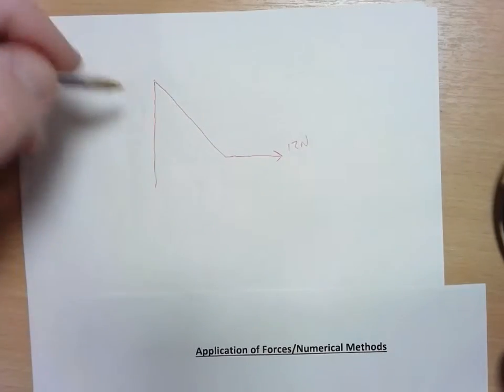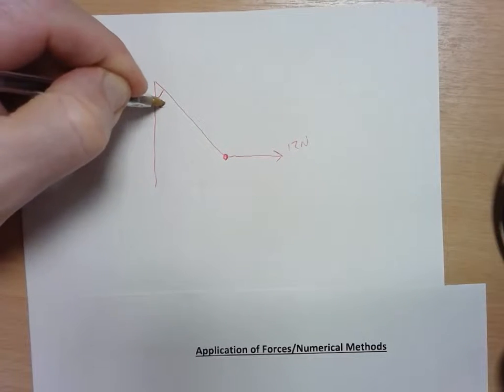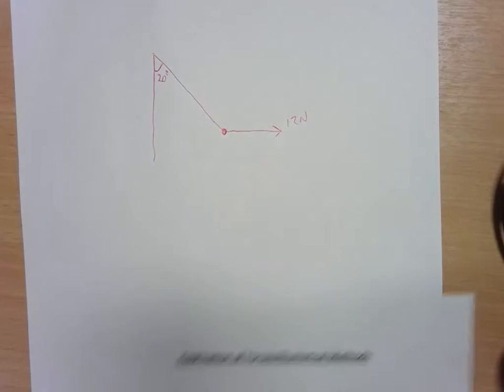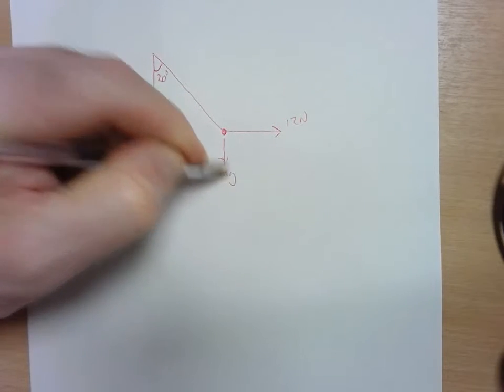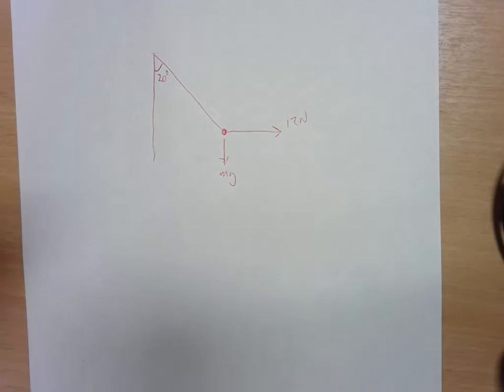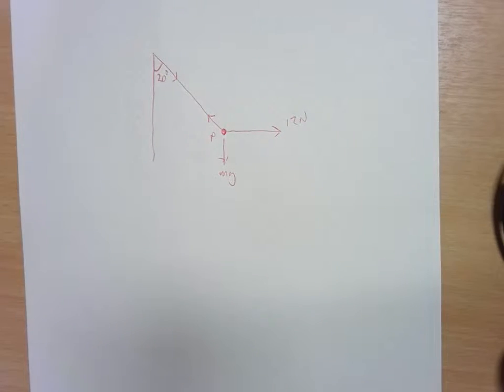12 newtons, got P, and that's 20 degrees. And I'm trying to find the tension in the string. So what have I also got on here? I've got mg acting vertically downwards. That is point P. And I've got a tension acting inwards on the string.